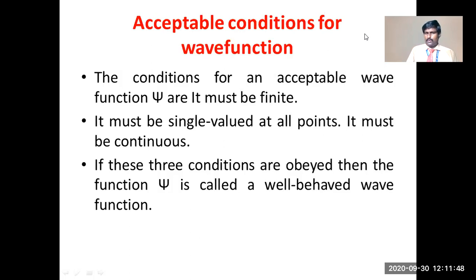The conditions for an acceptable wave function: it must be finite, not infinite. Keep in mind, the electron has particle nature and wave nature with a finite wave function, not infinite. That means it can go from x equal to 0 to a, not beyond that. And one more thing, it must be single valued at all points. If you want to see the value at a single point, it should have a value. Otherwise our theory will not be applicable, or our Schrodinger equation will not be fulfilled.